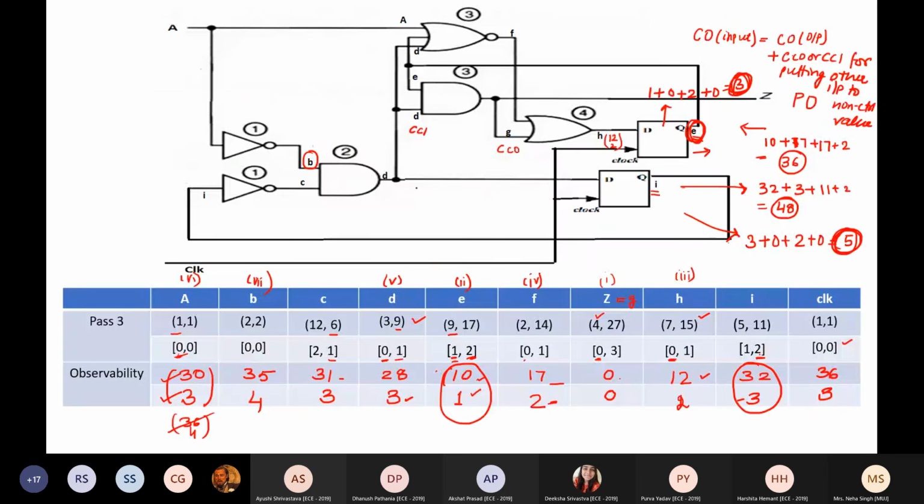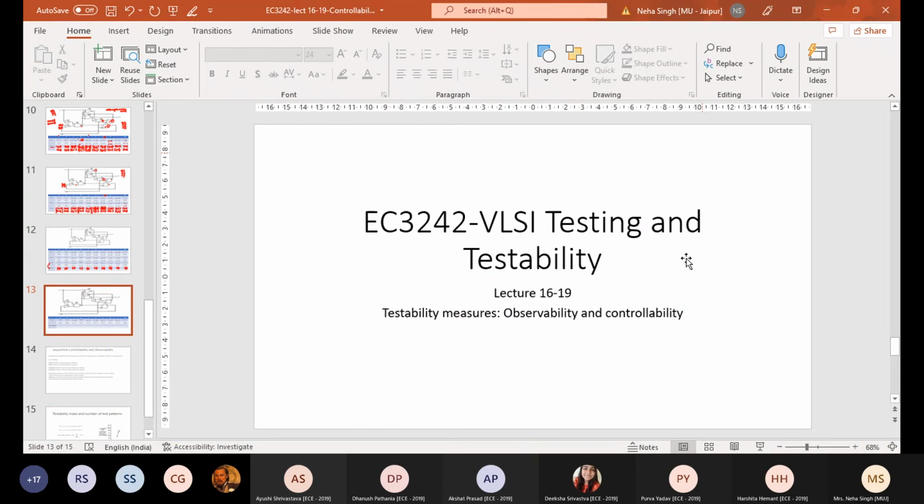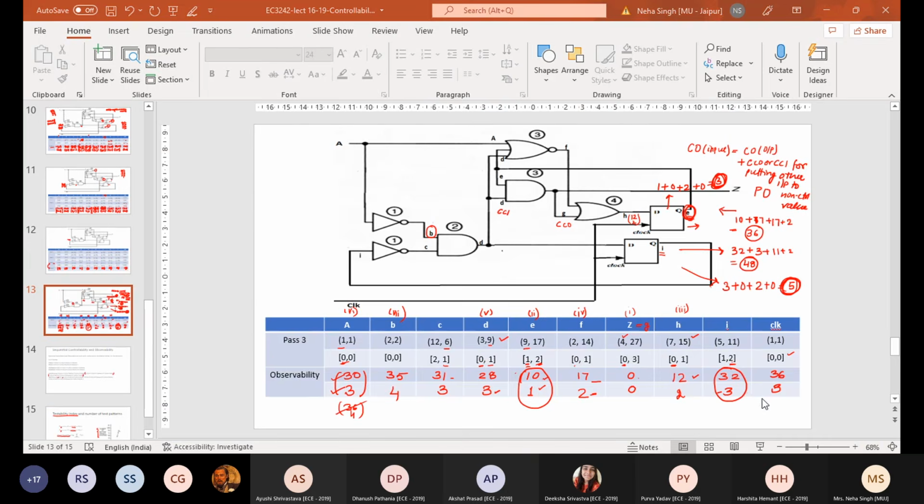Here we finish with this topic. Any problem? सुनाई दे रहा है? Yes, ma'am. Okay.